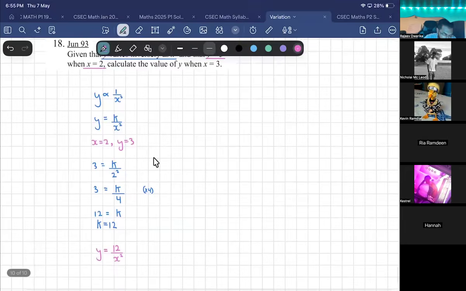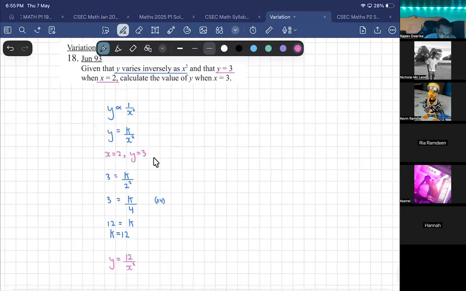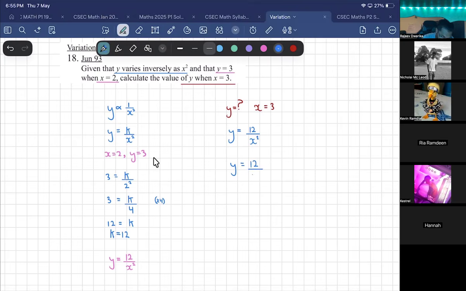All right, Hannah. Then they want us to calculate the value of y when x is what? 3. So I'm going to put a little question mark by y. We don't know what y is, but we do know that x is 3. And what equation am I going to use to correlate y and x? y equals 12 over x squared. I don't know what y is, so I'll leave that blank. However, I do know that x is 3. So it'll be 3 squared. Cool. And so 12 over 9.